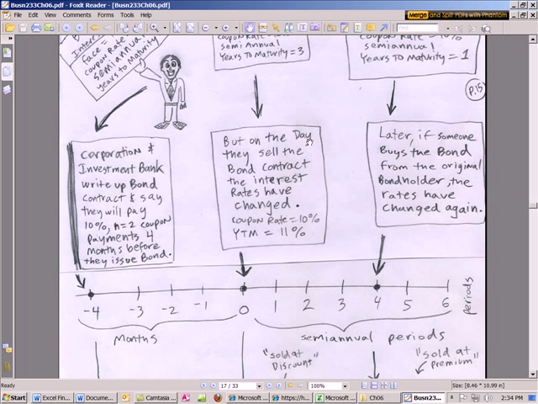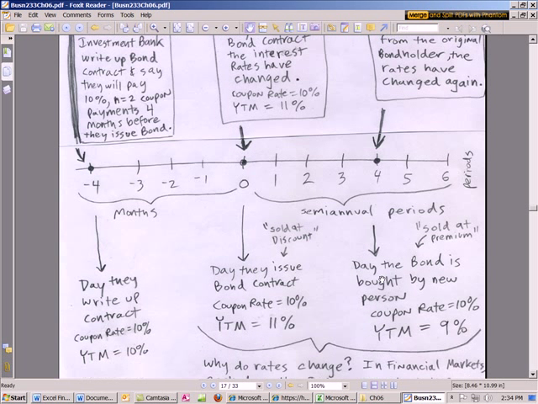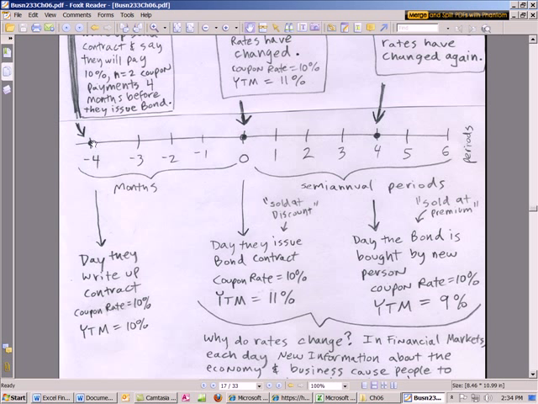And so time passes, and this is the market, so rates change. For example, on the day they sell the bond contract, the interest rates have changed. The coupon, this is the contract rate, is 10%. But the yield to market is 11. Over here, if you sell, since bonds can be bought and sold, it can be totally different. So here's minus 4 months. Let's just say we wrote up, and coupon rate was 10, yield to market was 10. On the day we sold it, coupon rate was 10%. That determined the cash flows, but those cash flows are discounted at 11%.